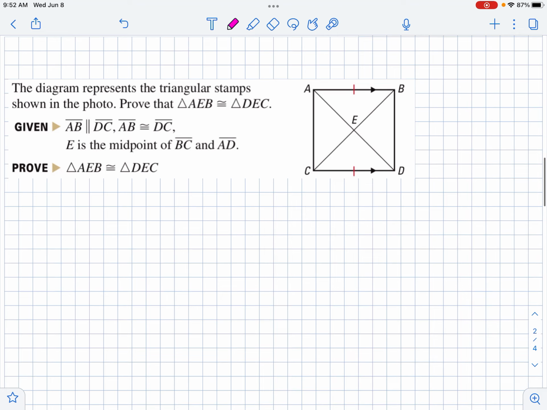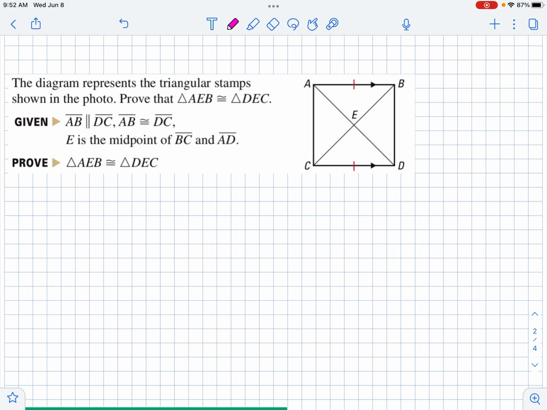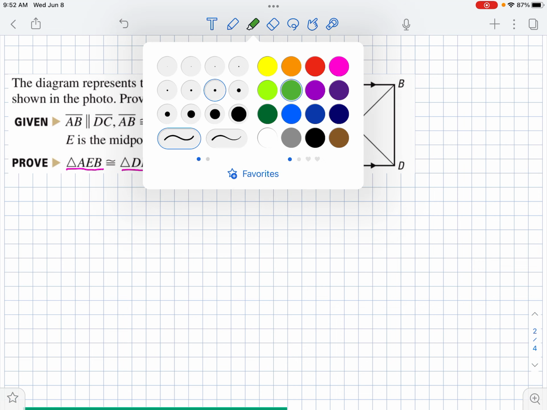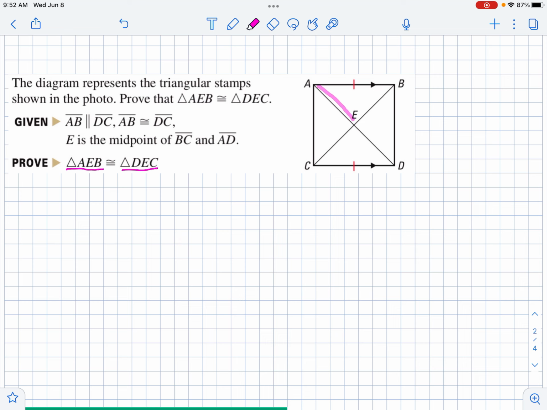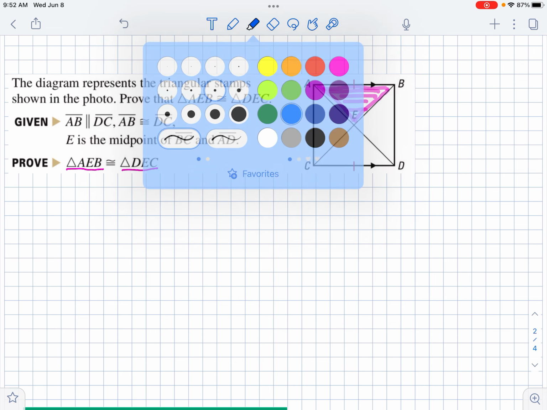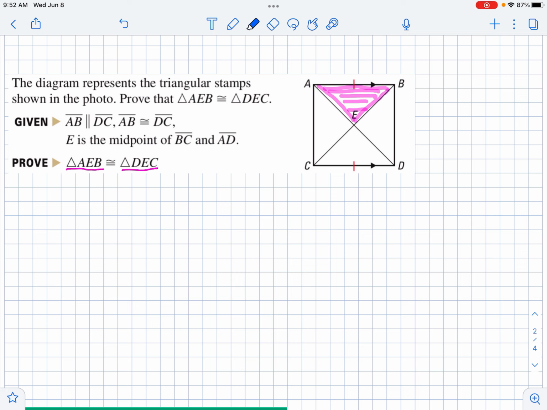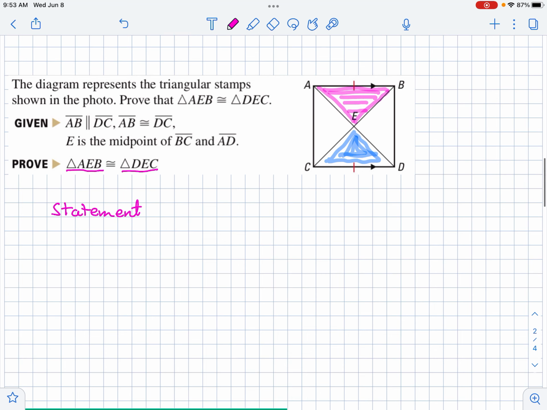Okay, now let's look at a proof here. We've got some given information and we want to show that triangle AEB is congruent to DEC. So let's see what we've got here. I've got AEB, so I've got this triangle here, we put it in pink, is congruent to DEC, this one down here. Those are the triangles we're dealing with. Now, they give us some information, so we want to see if we can prove this. So let's just do an old-fashioned two-column proof. Here's statement, and here is reason over here.